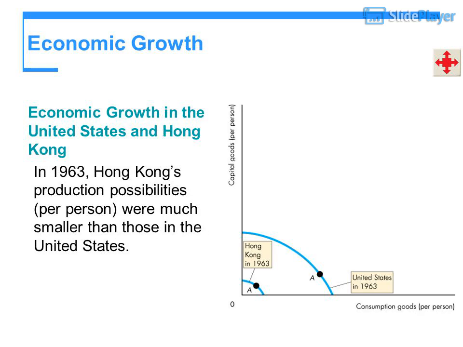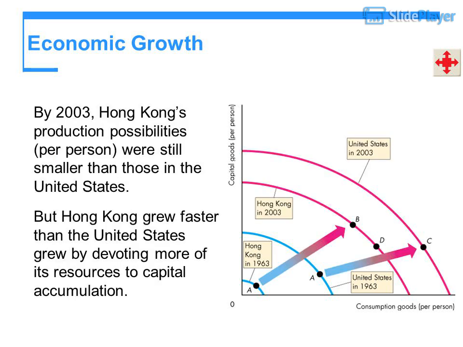Economic growth in the United States and Hong Kong. In 1963, Hong Kong's production possibilities per person were much smaller than those in the United States. By 2003, Hong Kong's production possibilities per person were still smaller than those in the United States. But Hong Kong grew faster than the United States by devoting more of its resources to capital accumulation.